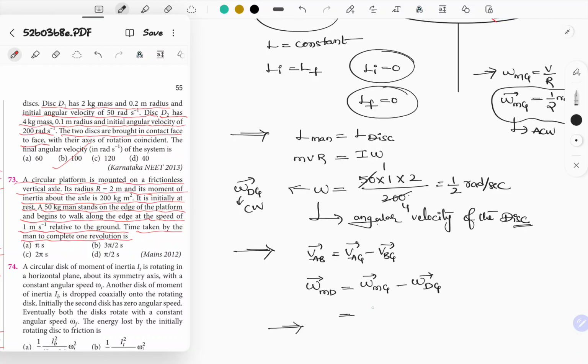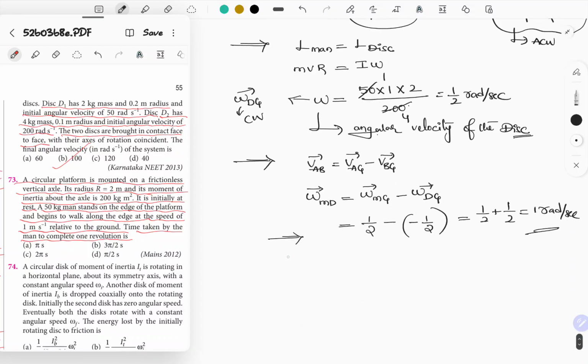So man with respect to ground, I am going to take it as positive, that is 1 by 2 minus disk with respect to ground, it is going to be taken as negative because it is in opposite direction, 1 by 2. So final answer 1 by 2 plus 1 by 2, which is equal to 1 radian per second. This is angular velocity of the man with respect to disk.